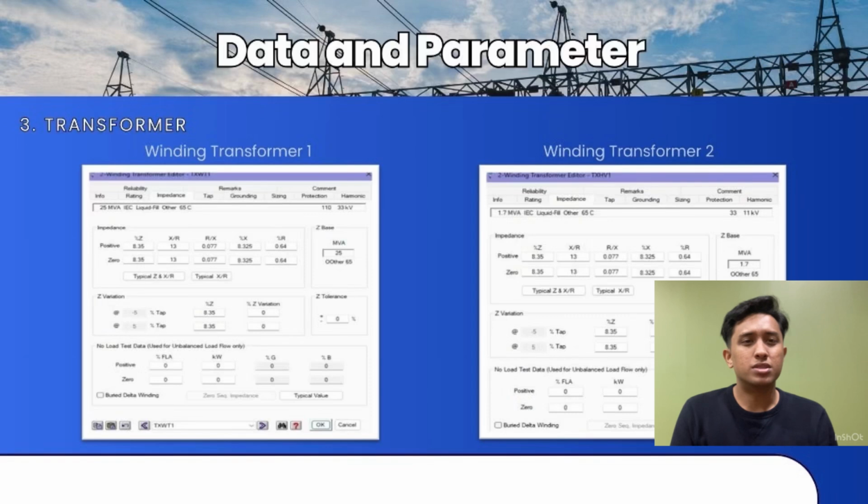This transformer plays a key role in connecting the high voltage power grid to the net section of our system. On the right, we can see winding transformer 2. This transformer is much smaller, rated at 1.7 MVA, and it further steps down the voltage from 33 kV to 11 kV.